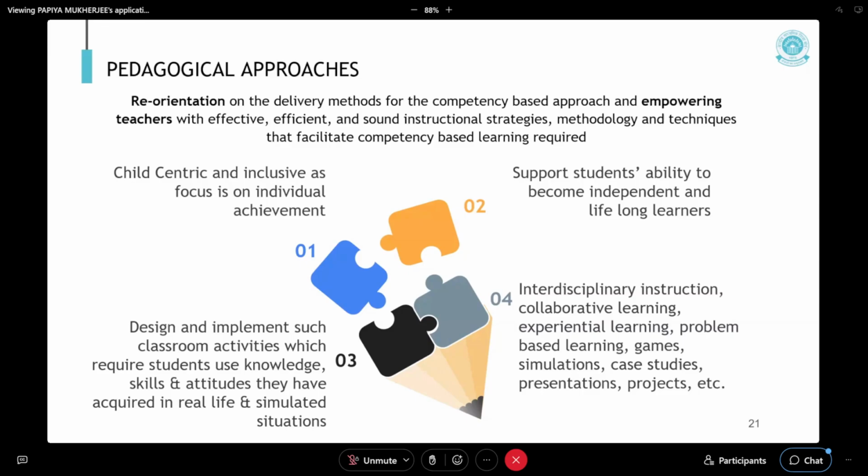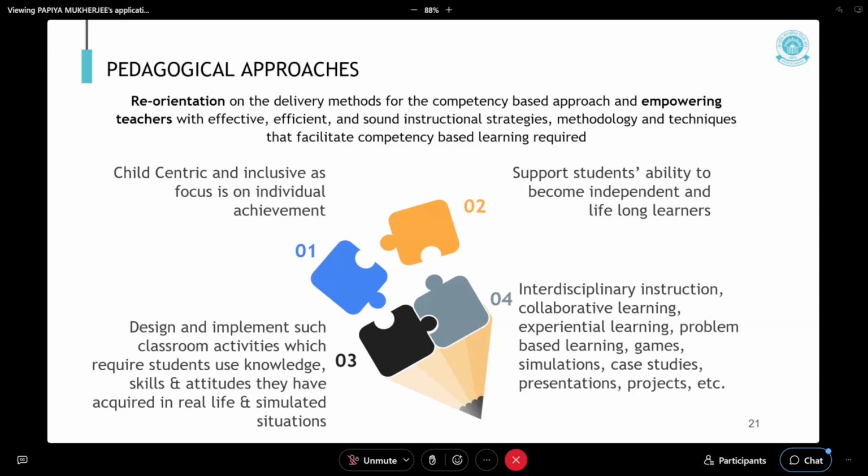There has to be a reorientation of the delivery methods. And how do we reorient? By empowering our teachers with effective, efficient, and sound instructional strategies, methodology, and techniques that facilitate competency-based learning. The features would be that it is child-centric and inclusive, as the focus is on individual achievement.